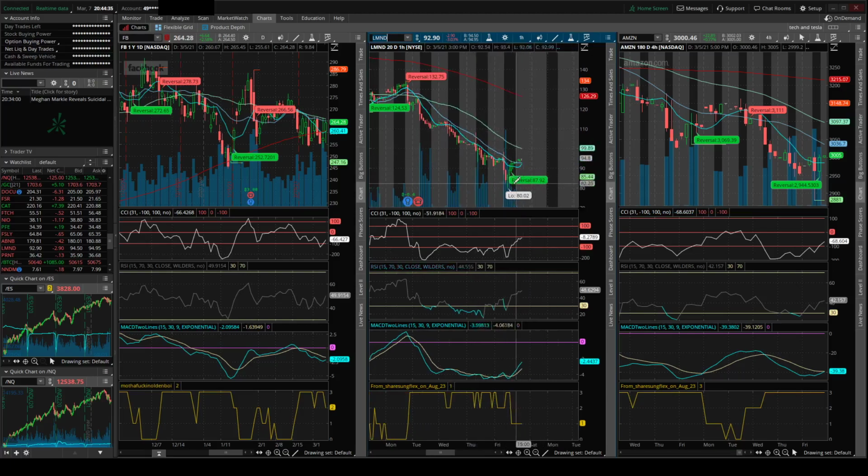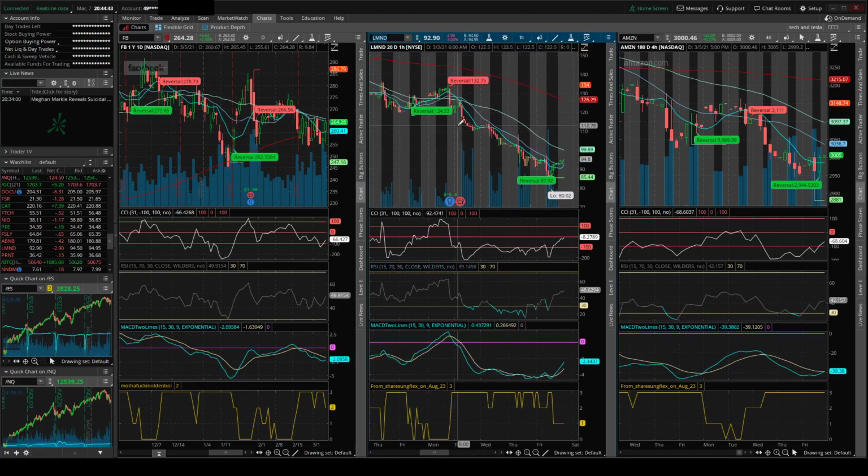And as of right now, we are trying to form an inverse head and shoulders with the reversal pinged at 87.92. That's just something to consider when it comes to taking a trade.